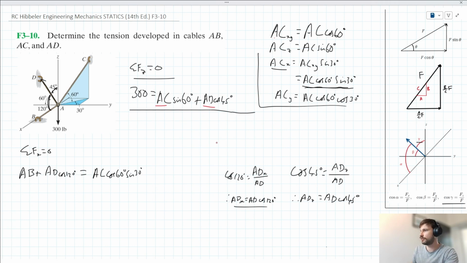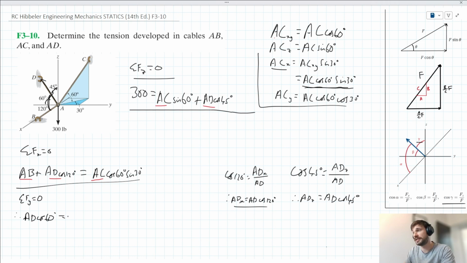Okay, so we have two equations here. We have three unknowns, AB, AC, and AD. Let's move on then and resolve in the y. So we can say the sum of forces in the y are equal to 0. Therefore, things acting to the left are equal to things acting to the right. What have we got acting to the left? Well, we've got the y component of AD, which I'm going to trust you guys understand now we can express as AD cos 60, since 60 is the angle with the y here.